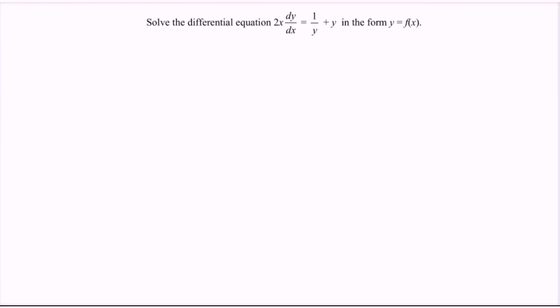Hello everyone, in this video I'm going to discuss the situation for the first order differential equation. So kindly refer to the question. Solve the differential equation where we have 2x multiplied with the dy dx equals to 1 over y plus with the y in the form of y is equals to fx. So at first, what we have to do is to focus on the right hand side. So here we have 2x dy dx equals to where we have 1 plus with the y squared over y. Next, focus on the situation where we have to separate the dy dx.